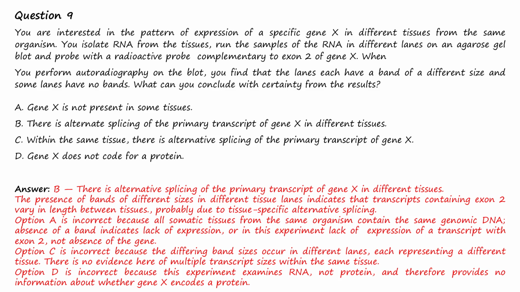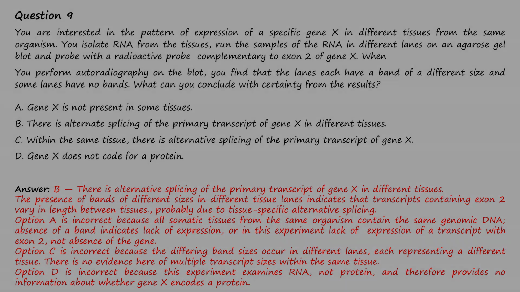Option C is incorrect because the differing band sizes occur in different lanes, each representing a different tissue. There is no evidence here of multiple transcript sizes within the same tissue. Option D is incorrect because this experiment examines RNA, not protein, and therefore provides no information about whether gene X encodes a protein.